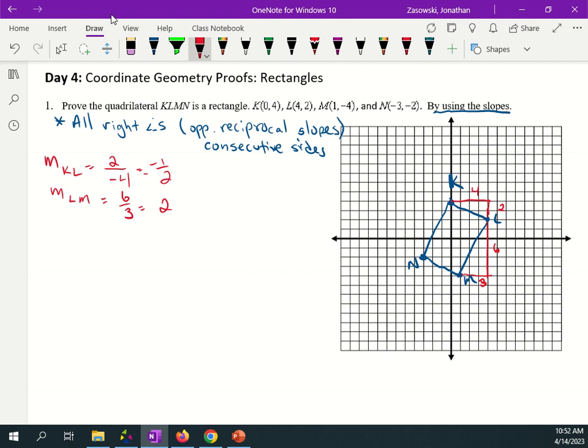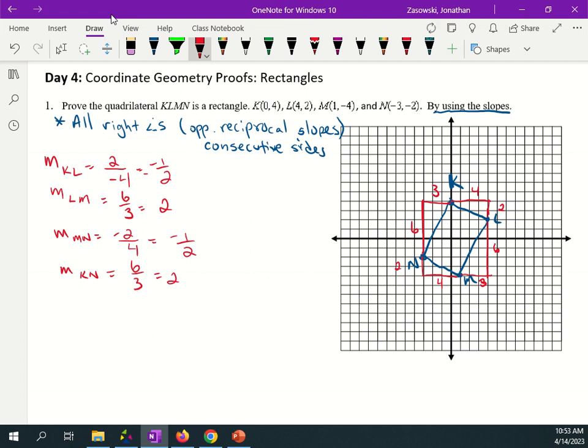We do the same thing with the next one. To get from N to M, we're going down 2 and then over 4. So that's negative 2 over positive 4, which also checks out because that's negative 1/2. And our last slope is KN. And once again, we're going up 6 and over 3, both positive since we're moving right and up. And that gives me a slope of 2.